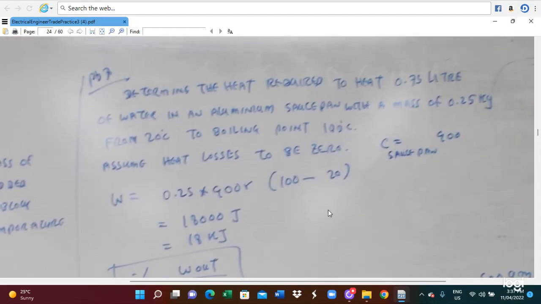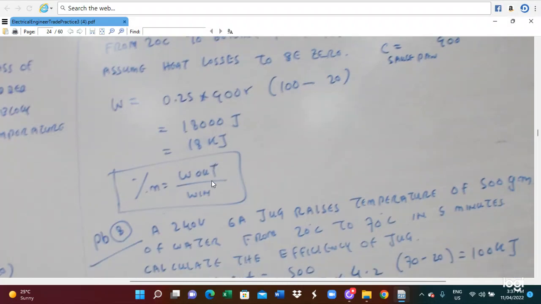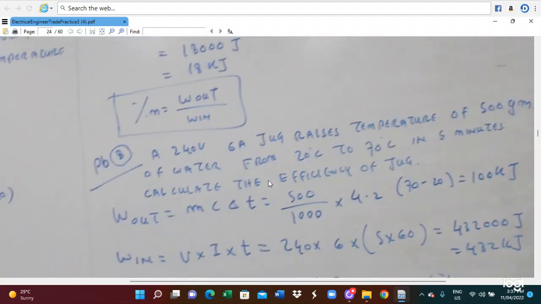And the next one is: determine the heat required to heat 0.75 liter of water in an aluminum saucepan with a mass of 0.25 kilogram from 20 degrees centigrade to boiling point, 100 degrees centigrade. In this case, we have to assume the heat loss to be 0. The saucepan's specific heat capacity is 900. So in this case, W equals 0.25 times 900 times (100 minus 20), and you get 18 kilojoules. So this is the way we calculate it.